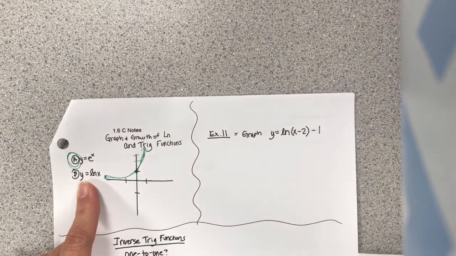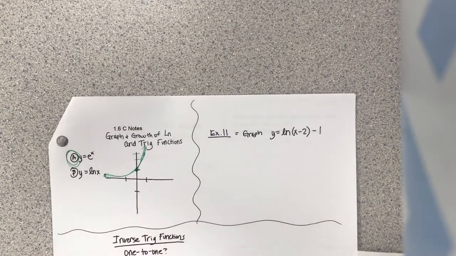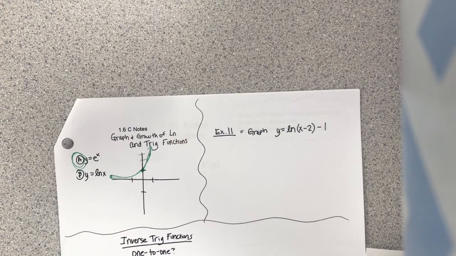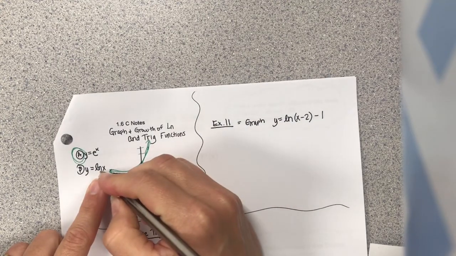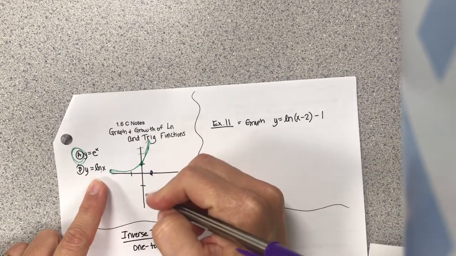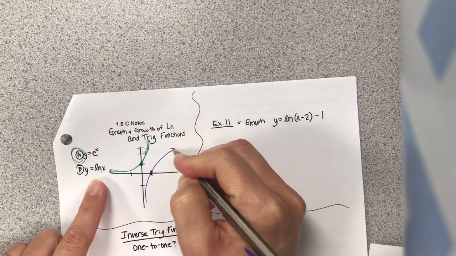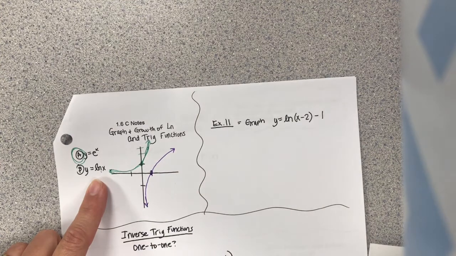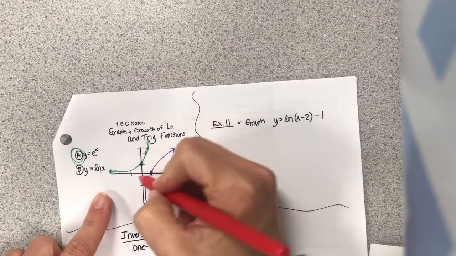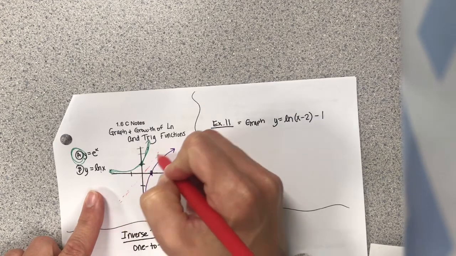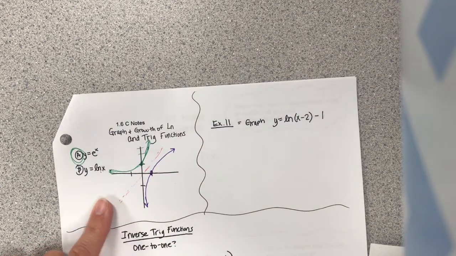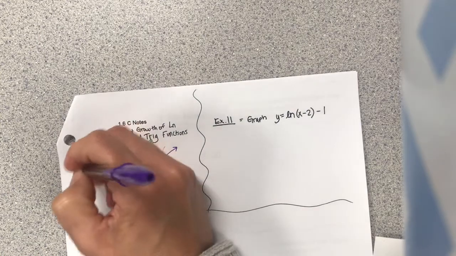The natural log of x, and you could plug some numbers into your calculator, but the natural log of 1 is 0, so you're going to have the point (1, 0) on this graph, and you could try plugging in some things here. But what you'll notice is that they are inverses. They're inverse functions. They reflect across y equals x. So let me circle this.